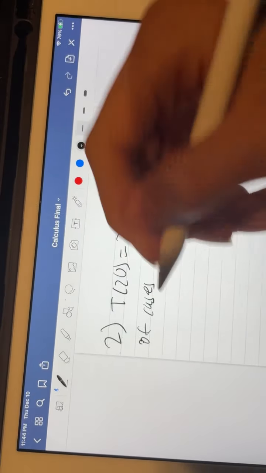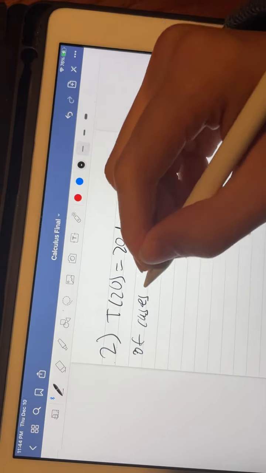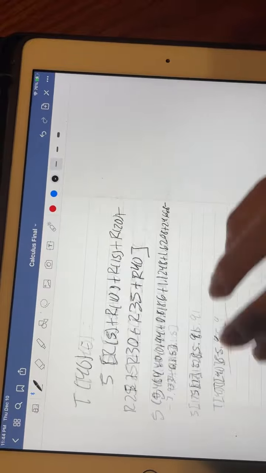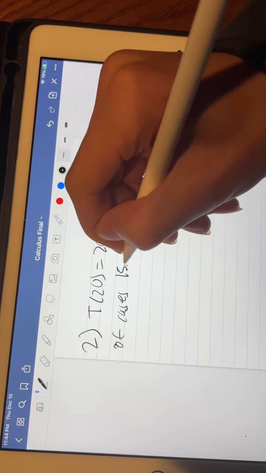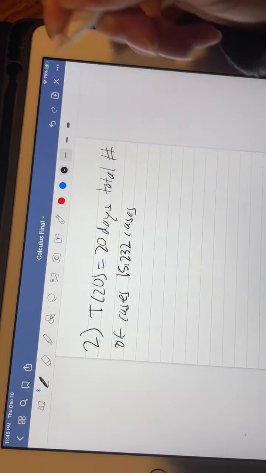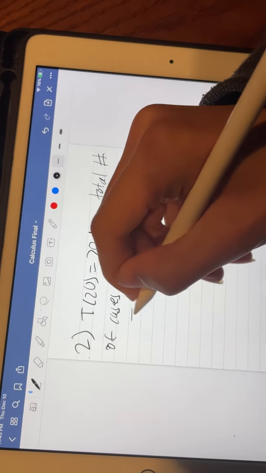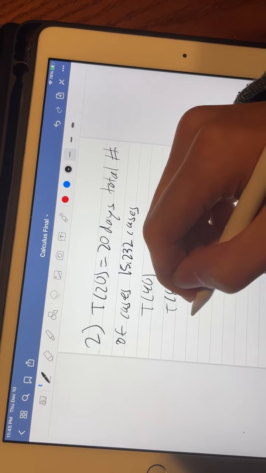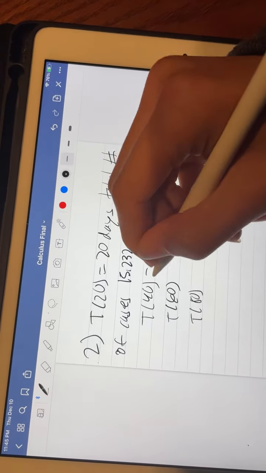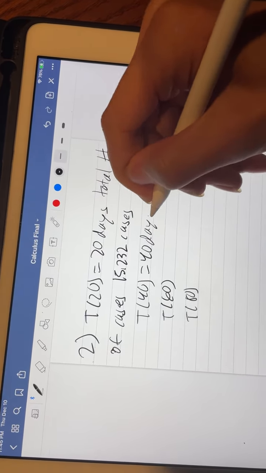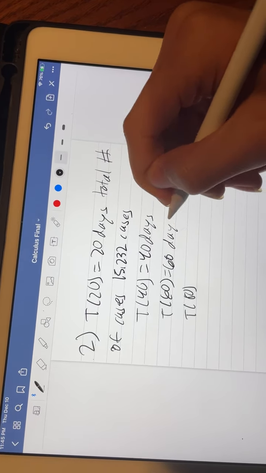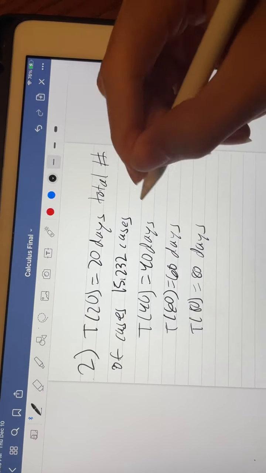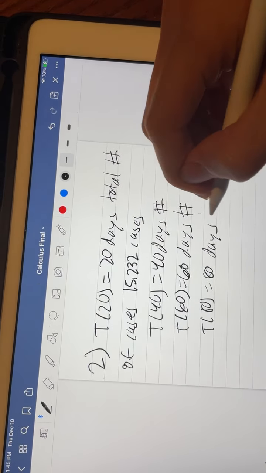So it's literally in 20 days they had, what was it? 20 days they had 15.232 cases. So we say 15.232 cases. T40, T60, I'm just going to write it down to make it easier. T80. So in the context of Ebola virus, after 40 days, after 60 days, and after 80 days, they had that many cases. So if you go the number route, crunch the numbers a little bit.